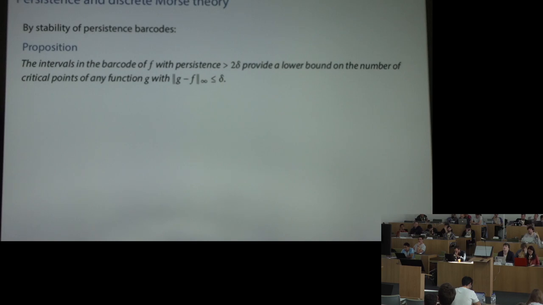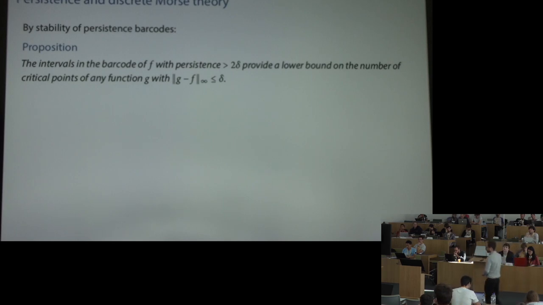Well, in general, you have the following statement. The intervals in the barcode, the persistence barcode of a function, give you a lower bound on the number of critical points of any nearby function. They tell you how stable critical points are.